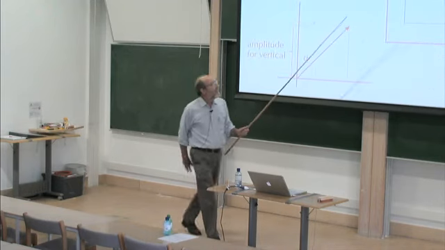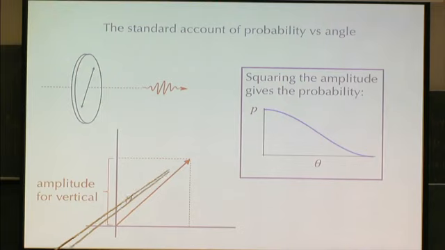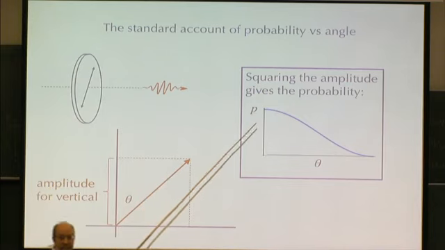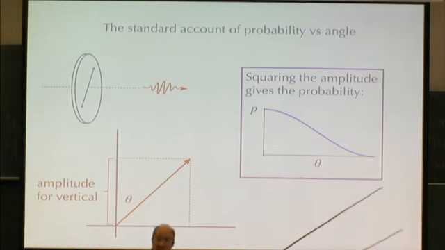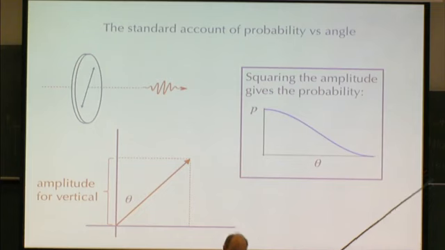And the standard account of this is through this square root of probability business. So here's the polarization vector. This is the amplitude for vertical. And you square that amplitude to get the probability. So you get this familiar cosine squared of theta as the probability of getting the vertical outcome.